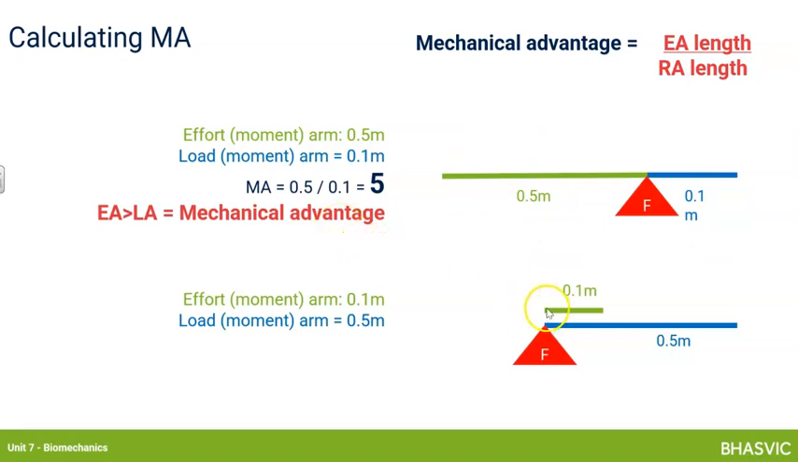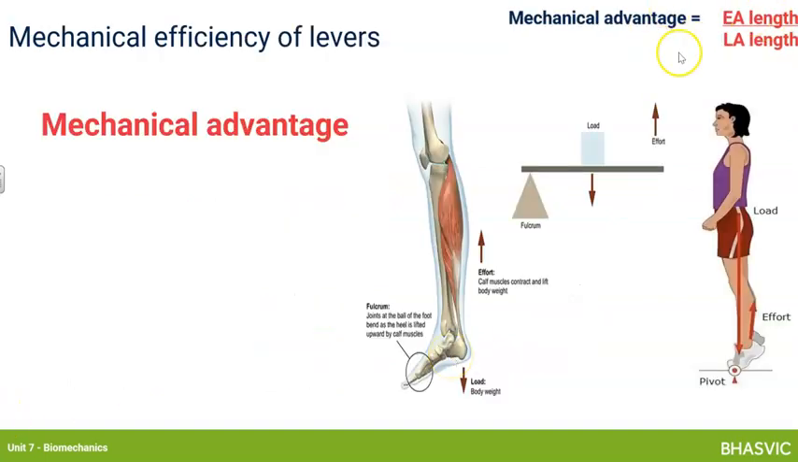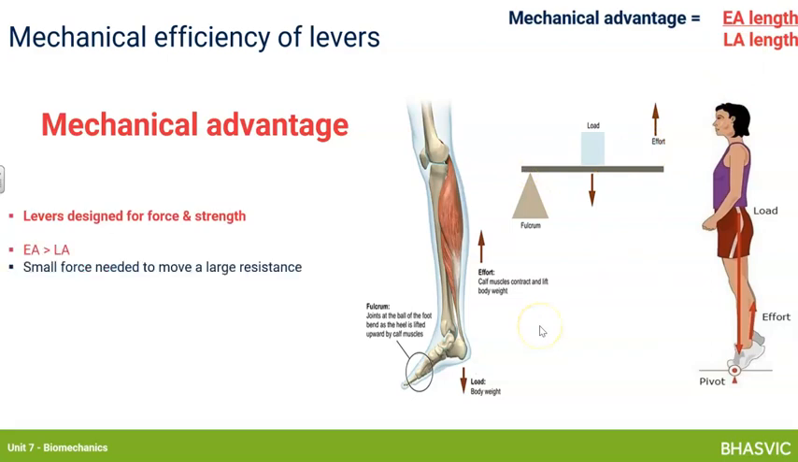Now, if we had a lever system whereby the effort arm was 0.1 and the load arm was 0.5, we do the same sums. We do 0.1 over 0.5, and we would see that the mechanical advantage outcome is 0.2, and that means there is mechanical disadvantage because the load arm is greater than the effort arm. So having looked at how to calculate mechanical advantage, it's about the effort arm over the load arm. If it's greater than 1, there is mechanical advantage.